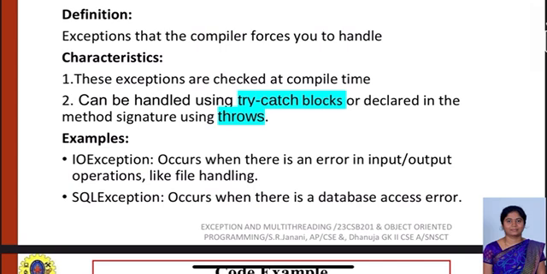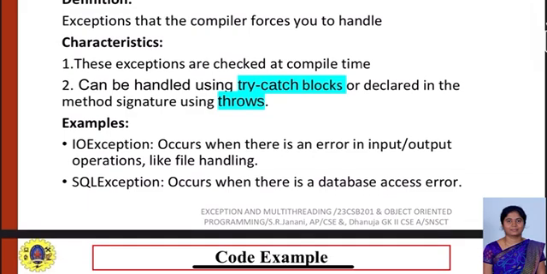Examples of checked exception: IO exception and SQL exception. IO means input output exception; there may be file handling. SQL exception means when an error occurs in database access, it is an SQL exception.